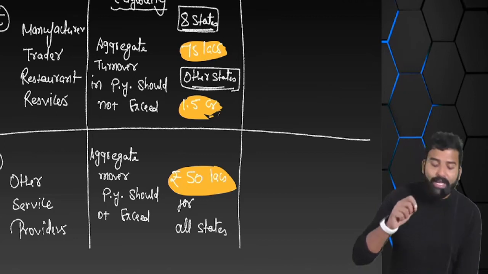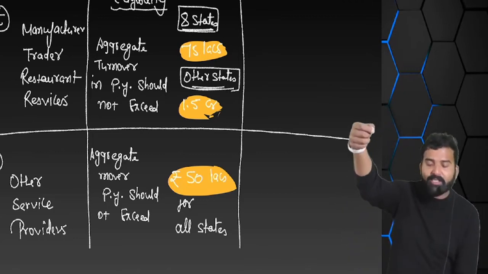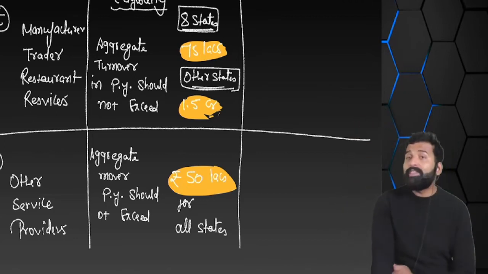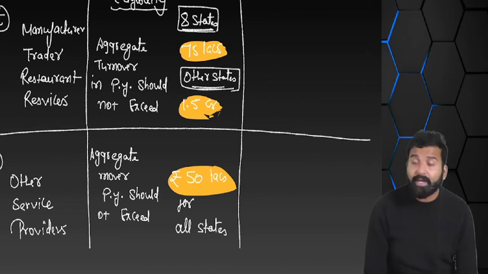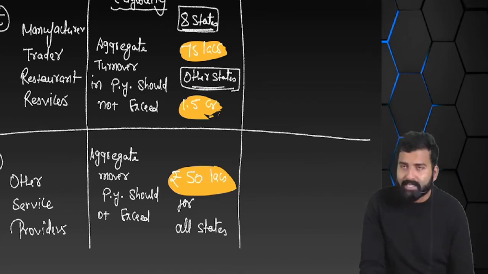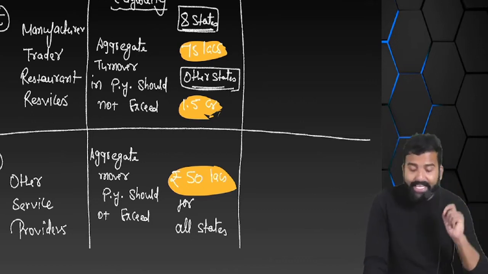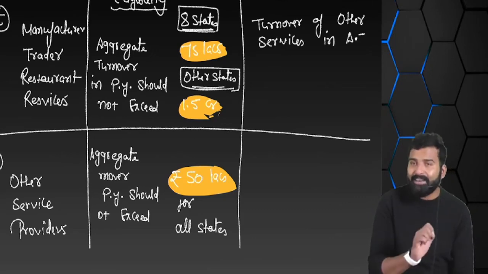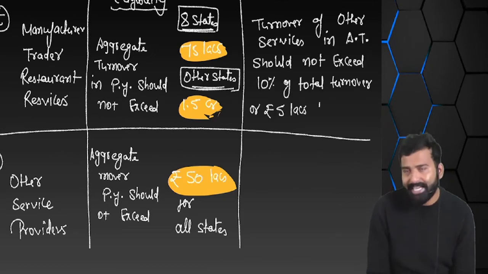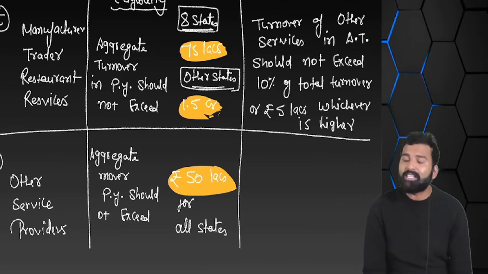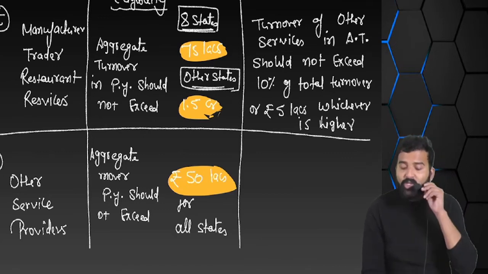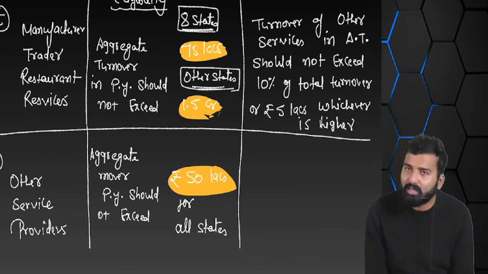I have told you that a person can fall in either the first category or the second category. So if there is a trader or a manufacturer who is also supplying some services, not majorly, but some services along with goods, then what is the criteria? The service value should not exceed 10% of the total turnover.